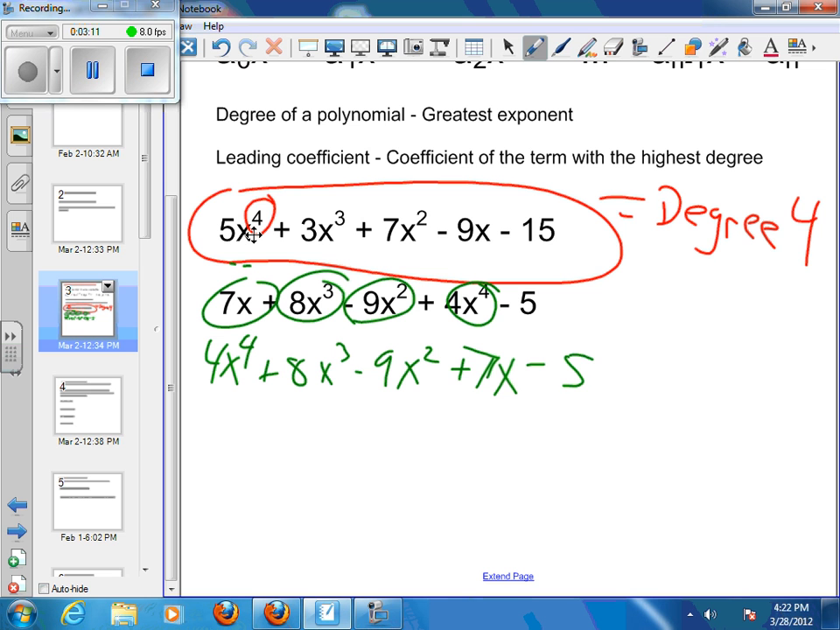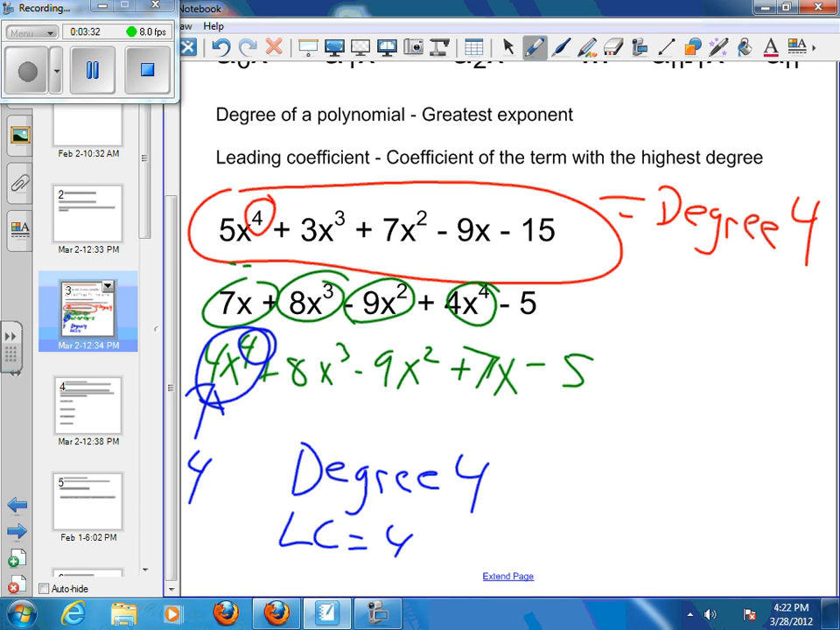You can take the leading coefficient. There's our leading term. Our leading coefficient would be the 4. And our degree in this one would also be the 4. This one is degree 4 with leading coefficient of 4. And the one above it was degree 4 with leading coefficient of 5. The first term with the highest exponent has a 5.